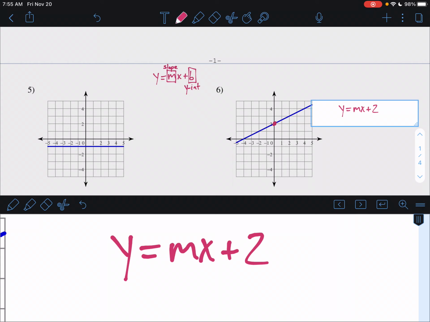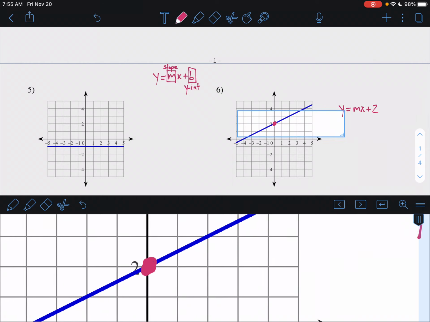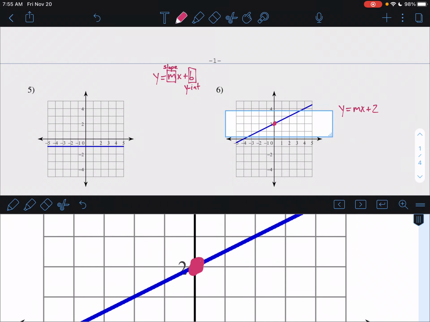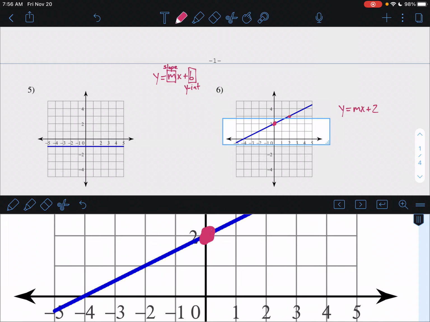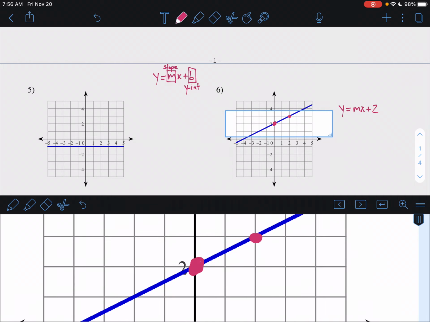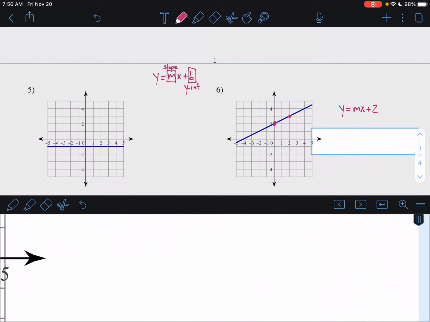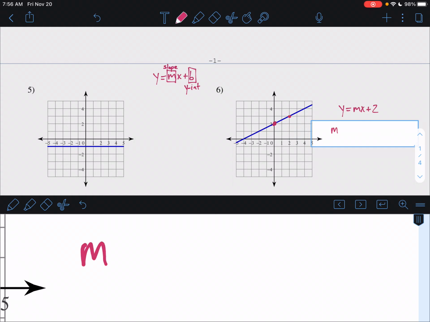Now, I need to replace that m with a number, and I am going to find another point that I know is on this line. And looks like that point, 2, 3 is on the line. So now I have 2 points that I've chosen. I've chosen my y-intercept, and I've chosen this 2, 3. So to determine the equation of this line, I have to do m, my slope, is always going to equal rise over run.